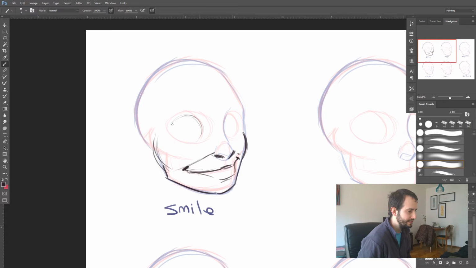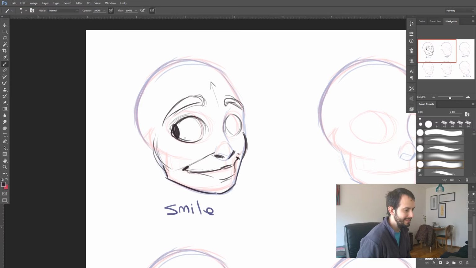And now the eyes. So I'm going to draw just some quick basic shape for the eyes. And it is smiling, so this is going up. It is going up. And then we draw the eyes. Since this is all compressed here, this eyelid is going to go a bit up like this.